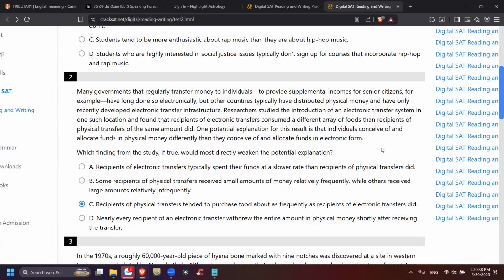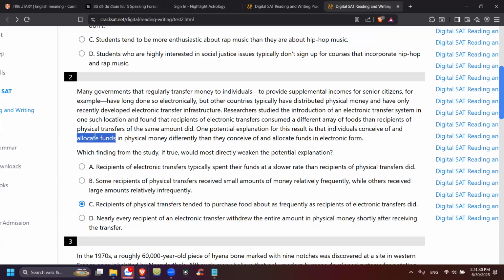Nearly every recipient withdrew the entire amount in physical money. I'm comparing D with the explanation, but I cannot find the link between them. Okay, so the explanation is that individuals conceive of and allocate funds in physical money differently than they conceive of and allocate funds in electronic forms. But they say nearly every recipient of e-transfer withdrew the entire amount in physical money shortly after receiving the transfer.